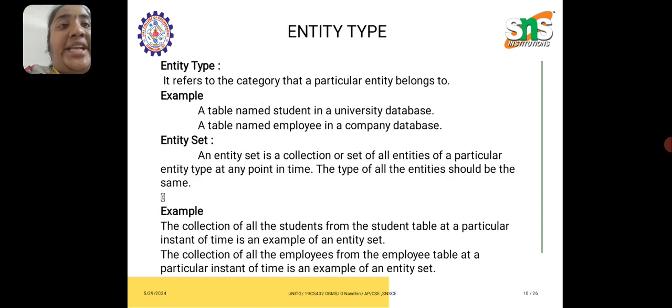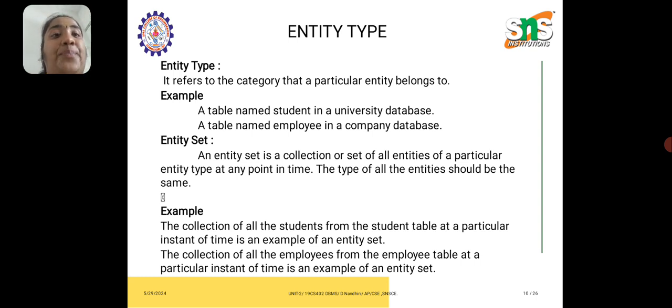Next one, what is an entity type? Entity type refers to the category that a particular entity belongs to. For example, a table named student in a university database, a table named employee in a company database. A number of students can be in a university and a number of employees can be in a company. We are particularly taking an employee's name and a student's name from a university database and a company database.